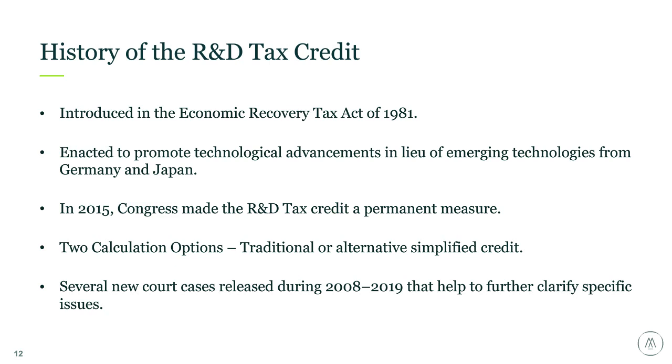And in 2015, luckily, the R&D tax credit became a permanent measure, and going forward, this is a tax credit available to taxpayers. Now, there are two calculation options to calculate the credit. There's the traditional, also known as the regular calculation, and then there's also the alternative simplified credit calculation method. And then finally, between 2008 and 2019, there have been some significant court cases that clarify some areas of the R&D credit, which we'll go into later.